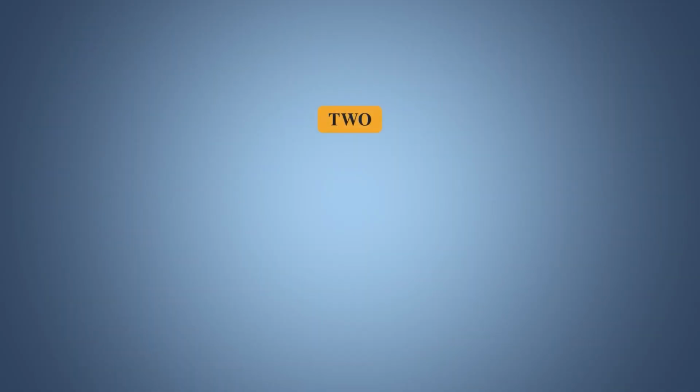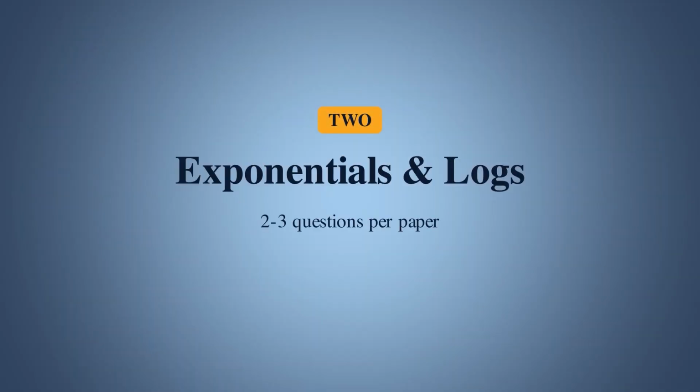Now this second topic carries close to the same, if not more, marks than the previous topic. And that topic is exponentials and logs. This occupies about 2 to 3 questions per paper. Most notably, the question you're most likely to get is that classic modeling question, and this pops up in nearly every single paper, if not every paper, for this exam series.